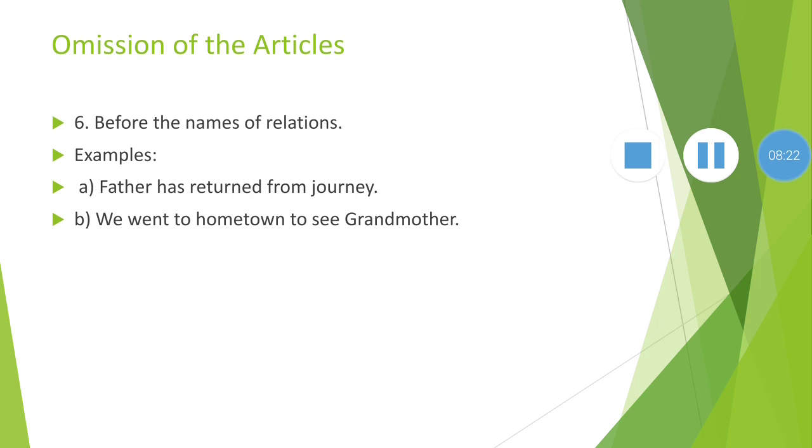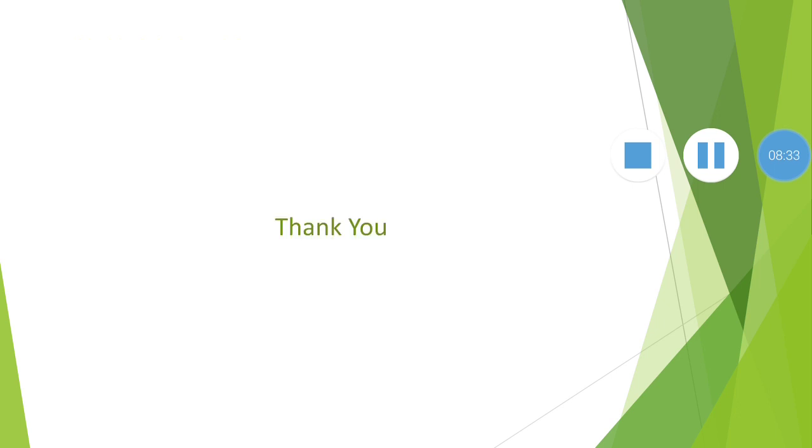We went to our hometown to see grandmother. Grandmother also indicates a relationship. So we delete the article before the word grandmother. When a relationship is given, we delete the article.